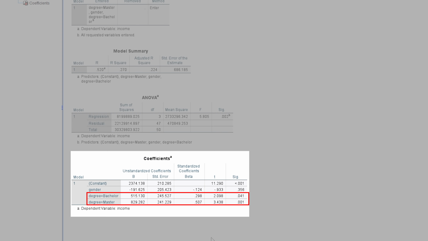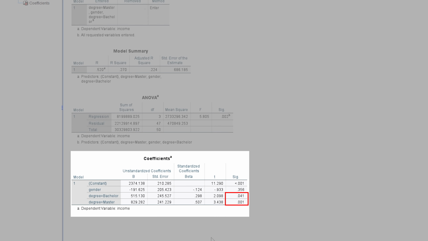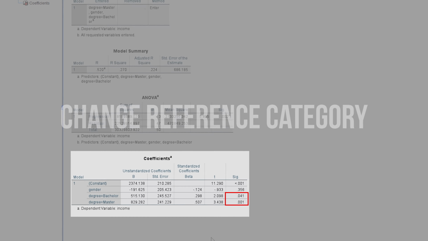Let's look at the degree now. I left no degree out. The coefficient 515 is the amount of income that a person with a bachelor's degree has more than a person without a degree. In a similar way, 829 is the amount of income a person with a master's degree has more than a person with no degree. Both p-values can be considered low enough to reject the null hypotheses.